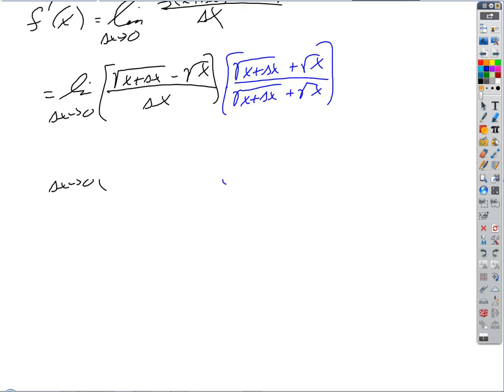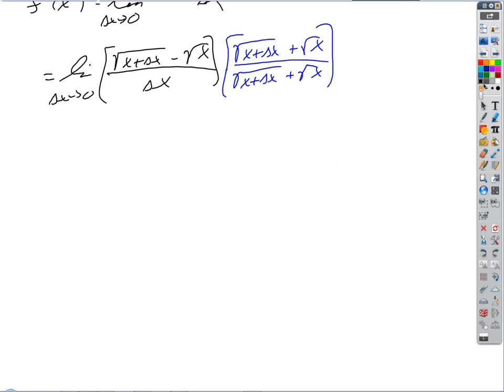And what's that give us on the top? That's just a conjugate pattern, so we get a difference of squares. First term squared is what? x plus delta x. The middle terms cancel, minus the last term squared, x, over that mess, times the quantity.